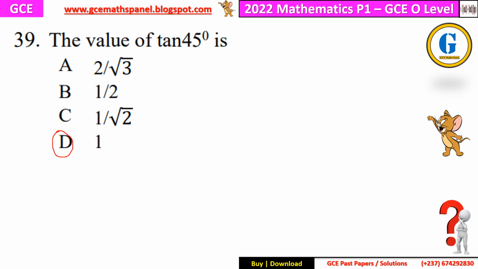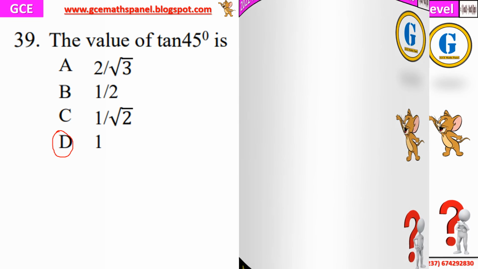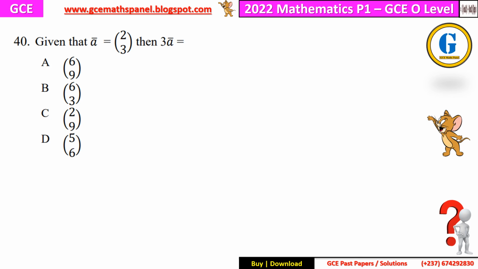Question 40. Given that the vector A equals (2, 3), then 3 times that vector is, just multiply 2 by 3. 2 times 3 is 6, right? This is a 6 here. And 3 times 3 is 9. This is a 9 here. So our answer is 3 times the vector A.